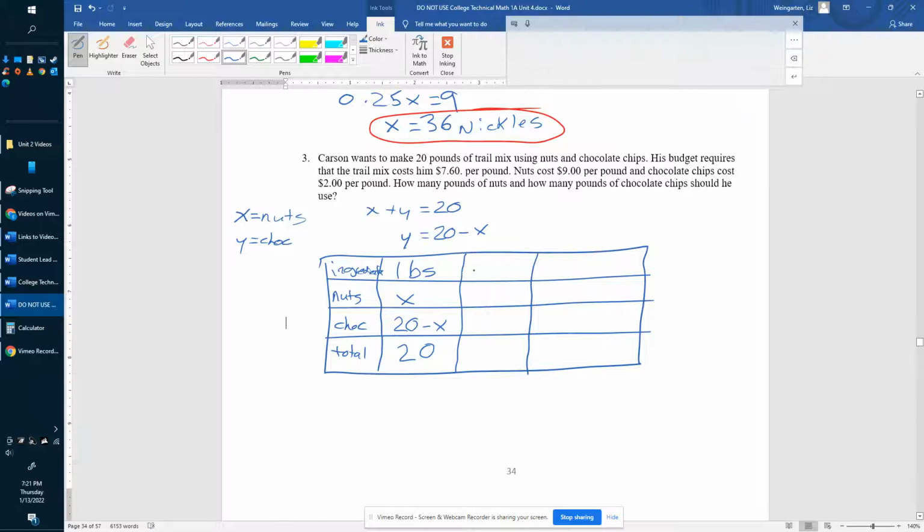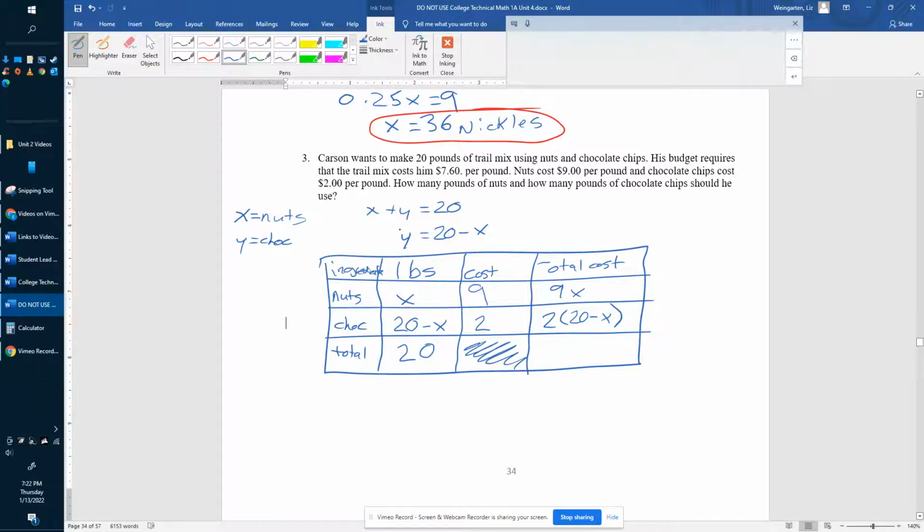We have cost, which is $9 a pound. Chocolate is $2 a pound. Total cost doesn't make much sense, so we'll just scribble that out. So the cost is 9x for each pound, 2 times 20 minus x.